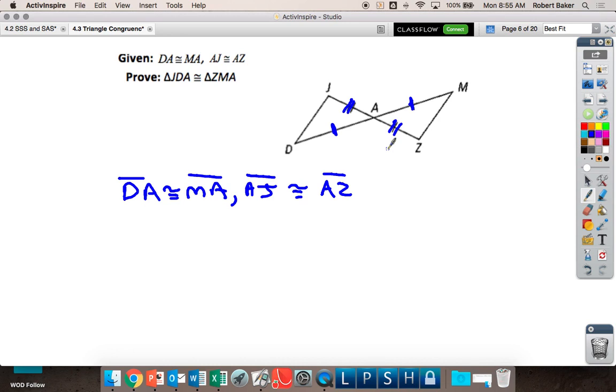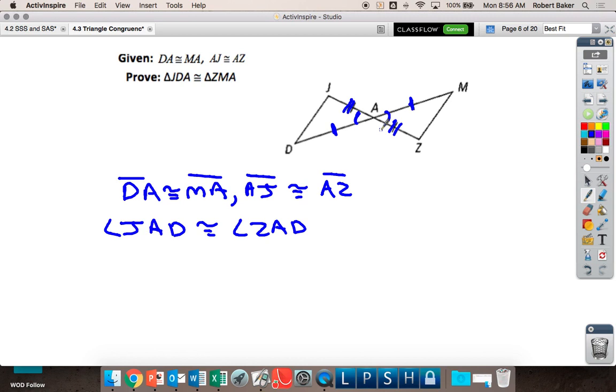Vertical angles. So if you wrote angle JAD, this angle right here, is congruent to angle ZAD because they're vertical angles. Right? Now, do you have two triangles that are congruent? Or what shortcut did you just create?